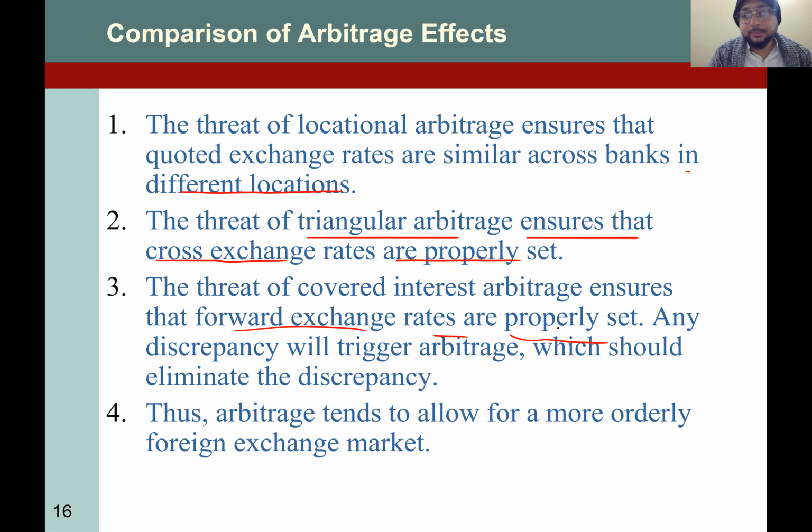There is no risk. Thus the arbitrage tends to allow for a more orderly foreign exchange market. So there are no drawbacks of arbitrage. It's a good thing that people discover it and exploit the opportunity, and that acts as a goodness in the market to make the market more efficient.